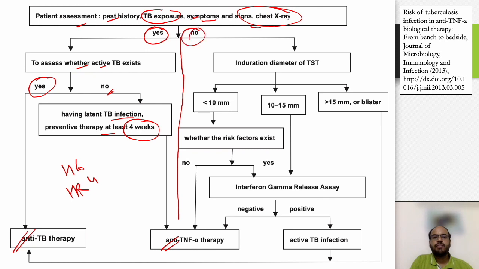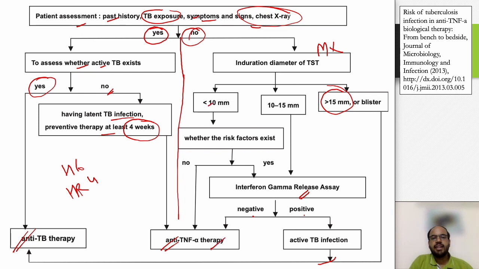If you don't find a focus for TB, get a Mantoux test done. If the Mantoux test is more than 15 millimeter, you start tuberculosis therapy. If it is between 10 to 15, do IGRA. If IGRA is positive, you start TB treatment. If IGRA is negative, you start TNF-alpha treatment. Clear?